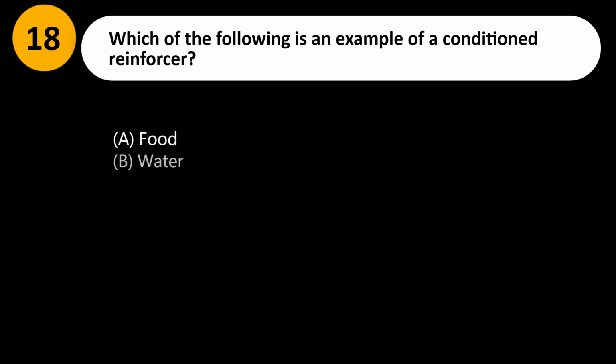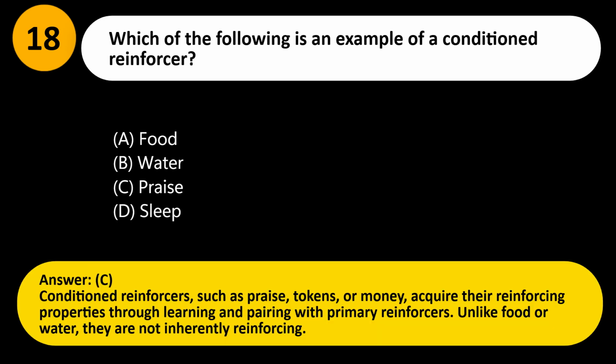Which of the following is an example of a conditioned reinforcer? A. Food. B. Water. C. Praise. D. Sleep. Answer: C. Conditioned reinforcers, such as praise, tokens, or money, acquire their reinforcing properties through learning and pairing with primary reinforcers. Unlike food or water, they are not inherently reinforcing.